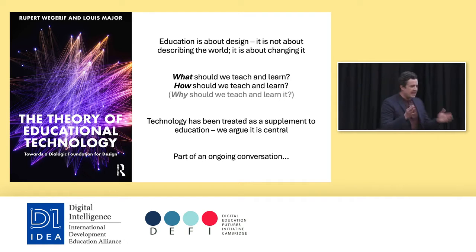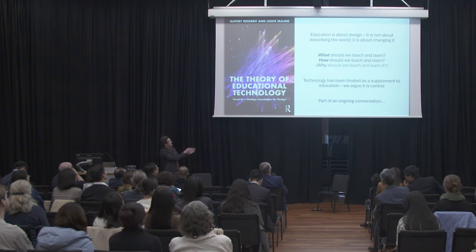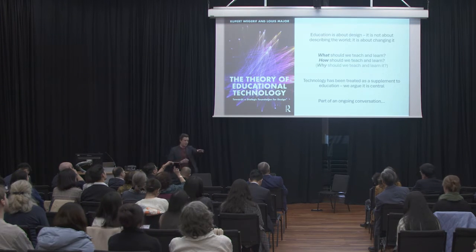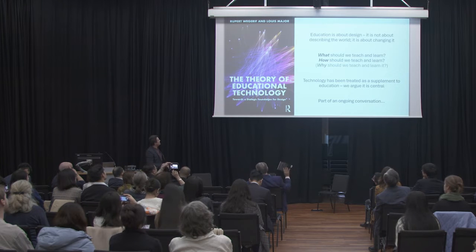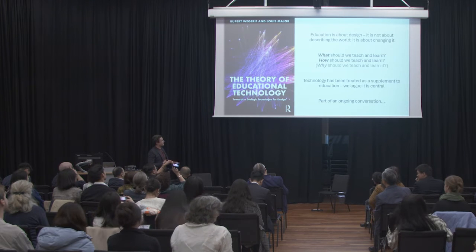And technology appears like it is addressing and fundamentally shifting some of these fundamental educational questions. What should we teach and learn? How should we teach and learn it? And implicitly within that, why should we teach and learn it? And these issues of design, the shaping of these fundamental questions are what we address in our new book that Rupert is demonstrating here, The Theory of Educational Technology: Towards a Dialogic Foundation for Design.